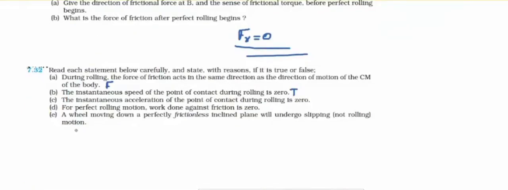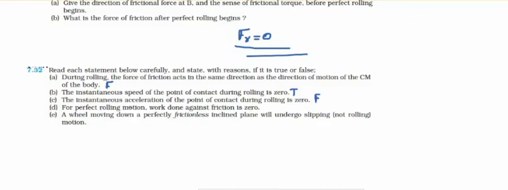Then part C: the instantaneous acceleration of the point of contact during rolling motion is 0. Instantaneous velocity is 0. What about instantaneous acceleration? It is not 0. It is just like an object thrown upward. At the highest point, velocity is 0, but acceleration is not 0. The same is applicable here also. Momentarily, velocity is zero, but the acceleration is not zero, so the statement is false.